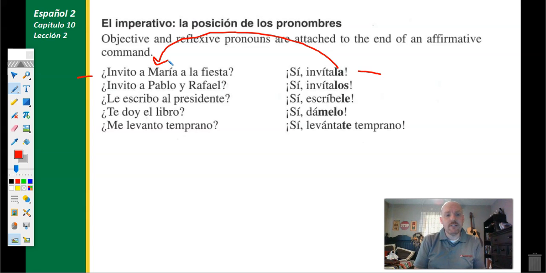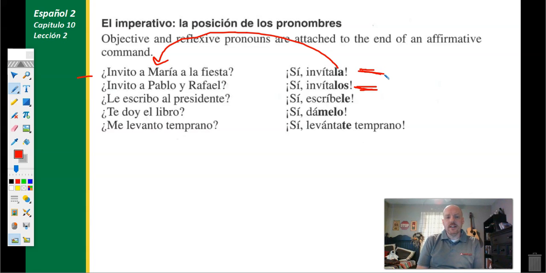Invito a Pablo y Rafael. Am I inviting Pablo and Rafael? Sí, invita. There's the first part. You can see it right there. Sí, invita. Yes, invite. But whom am I inviting? Pablo y Rafael. Masculine plural. That's why in the second one, I had to use los. Sí, invítalos. The first one I said invítala because Maria was feminine singular. In the second one, I use invítalos because Pablo y Rafael are masculine plural. Invítalos.